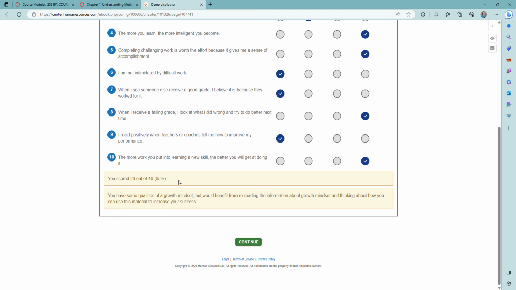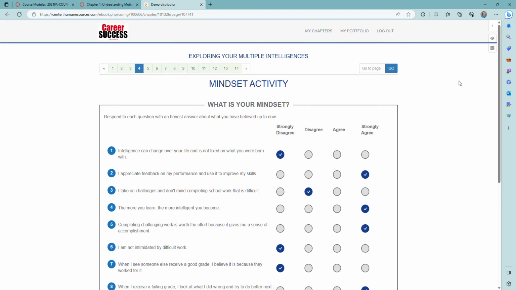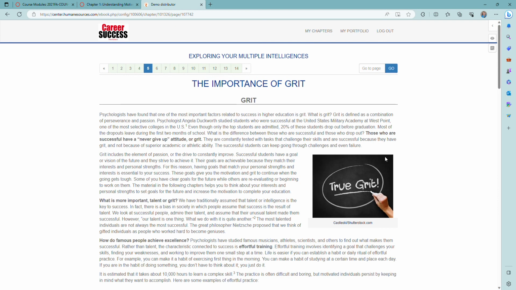Again, these are automatically scored. You scored 26 out of 40, which is 65%. It doesn't affect the grade, it's just feedback about students' progress in the chapter. So it says, you have some qualities of a growth mindset, a positive comment, but would benefit from rereading the information about growth mindset and thinking about how you can use this material to increase your success.